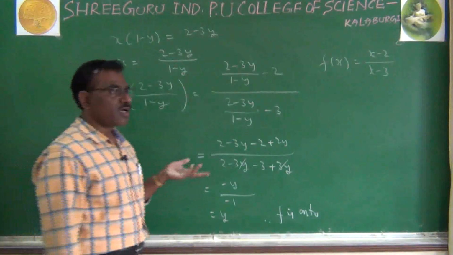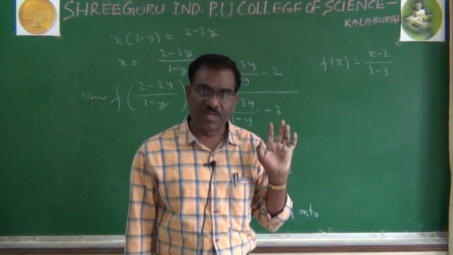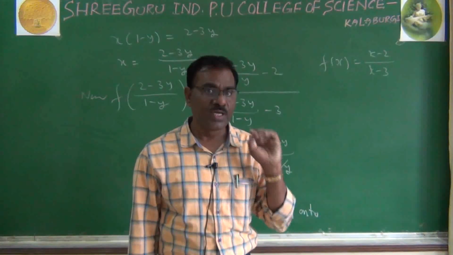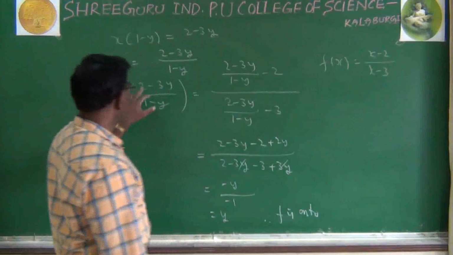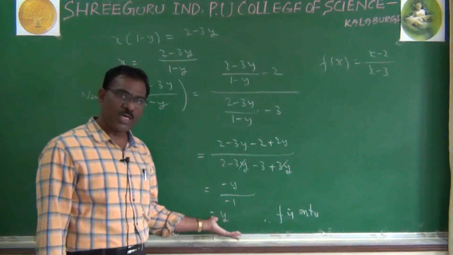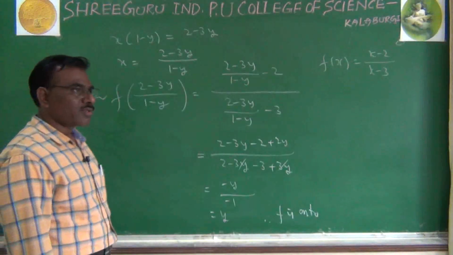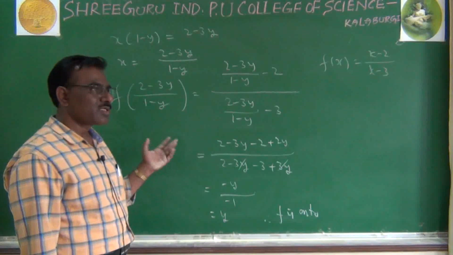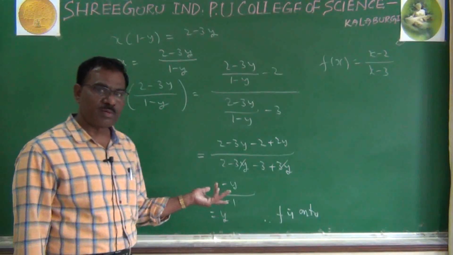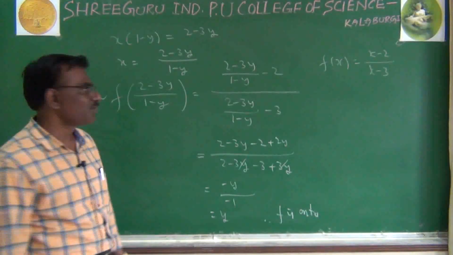So f of x is y, you should take this formula. First you write the x value in terms of y. We have to prove f of (2 − 3y)/(1 − y) is y. So when you get y, definitely f is onto. Some students are not proving this one, no problem. So it belongs to R and the function f is onto.